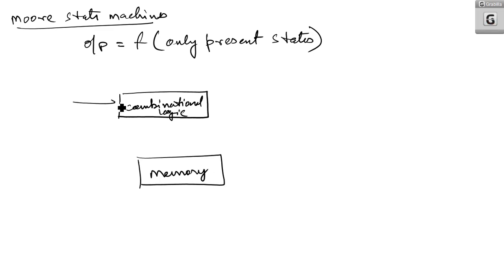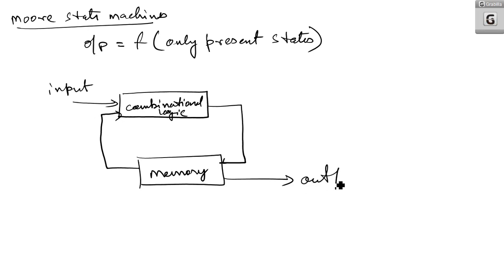So here input is there. Now this is the memory part. Coming back to the combinational circuit. But output is taken from the memory. That is why we are saying that output is a function of present state. So state is in memory, whereas input is in the combinational circuit. So that is the general block diagram of a Moore state machine.